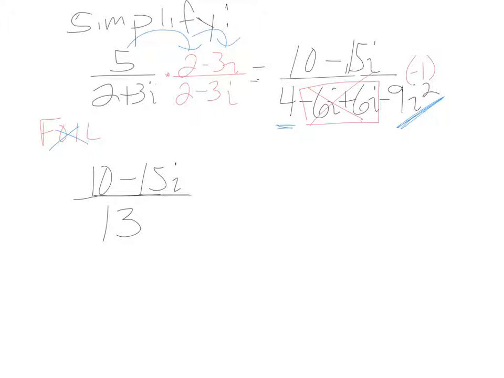Once you've simplified that down as far as you can, you always check to see if you can reduce. If all of your numbers will divide by something, reduce it down. And it has to be all 3. It can't just be 2 of the numbers. So 10, 15, 13 don't have anything in common, so that's as simple as that one goes.